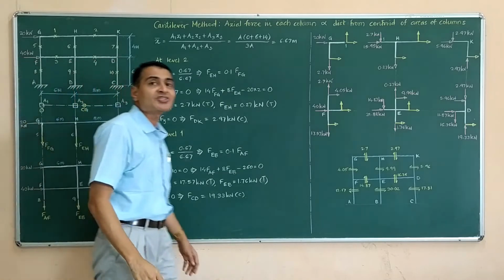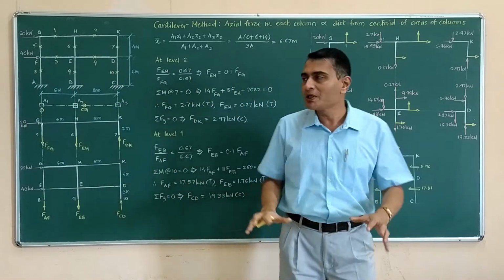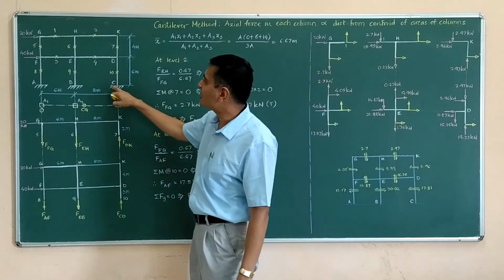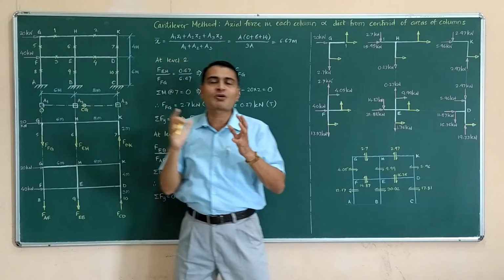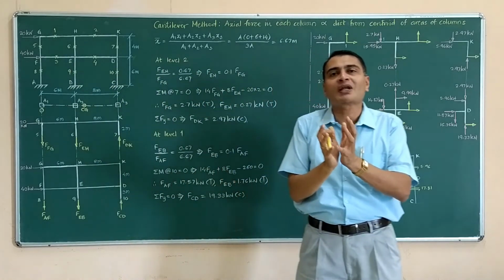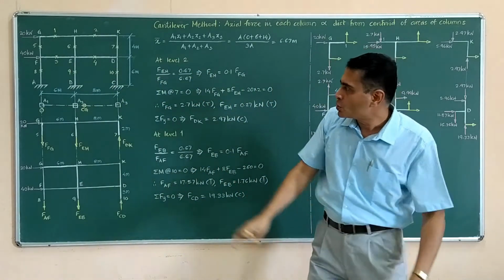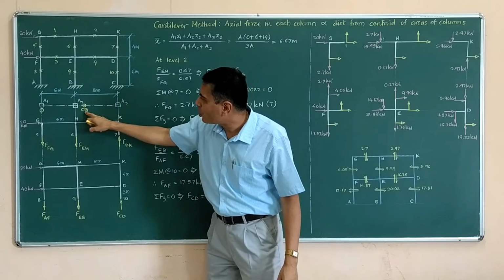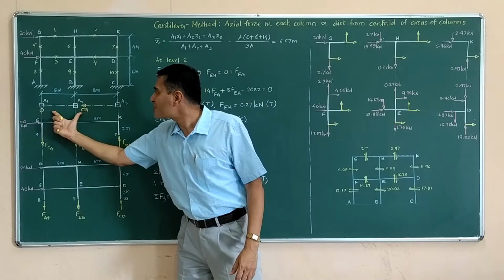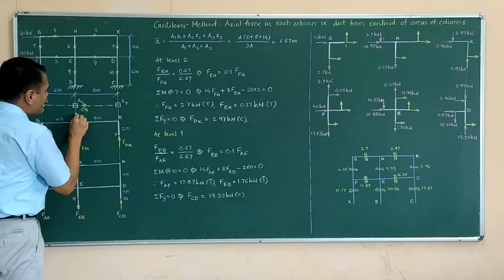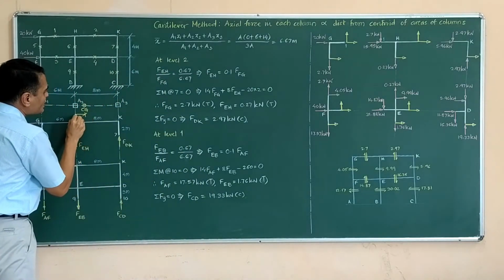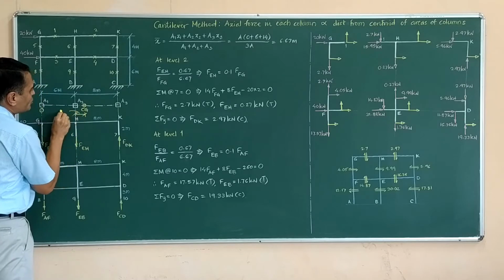Let me call it CG. Not to be confused with this alphabet C or this alphabet G. That's why I am calling it CG, center of gravity or centroid. So this is where the centroid is. This total distance is given as 6.67. Or let me additionally write here, this small distance is 0.67 meters.